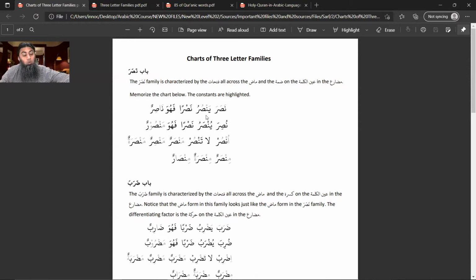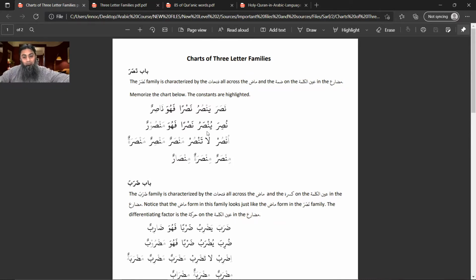Right, sister? Yansuru, sister, Yansuru means, for example, he helps, or he will help. And in the case of Yunsaru, we cannot say that he helps. How would you translate? Just want to give you the chance.